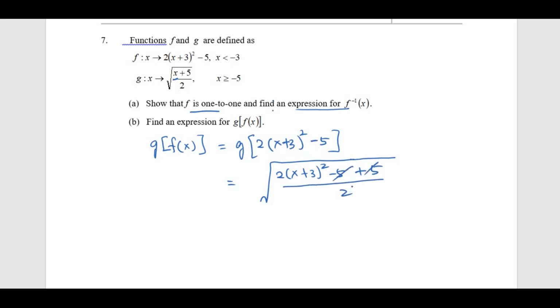So from here you'll get x plus 3. So this one can be cancelled off like this. So you get x plus 3. So this is the expression for g composite f. So class, you can have a try on number 8 and number 9 on your own.